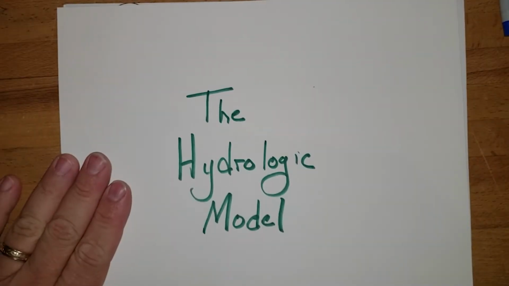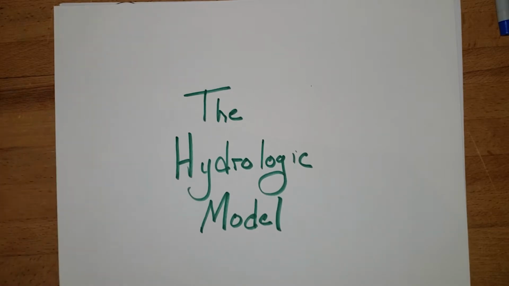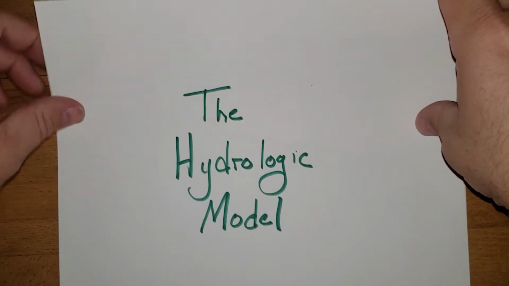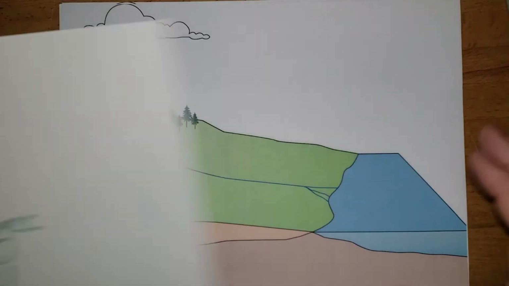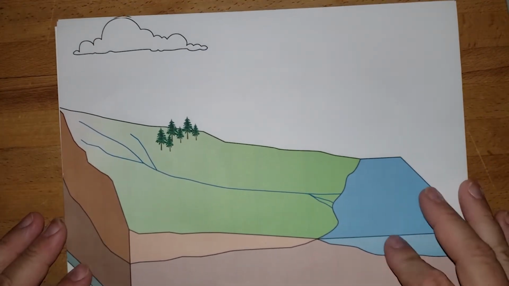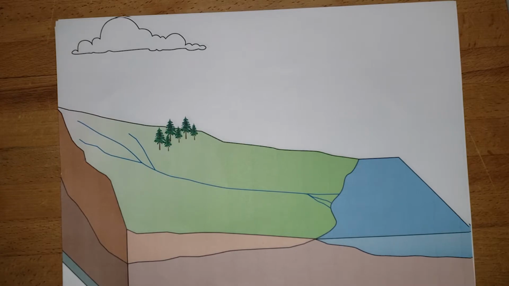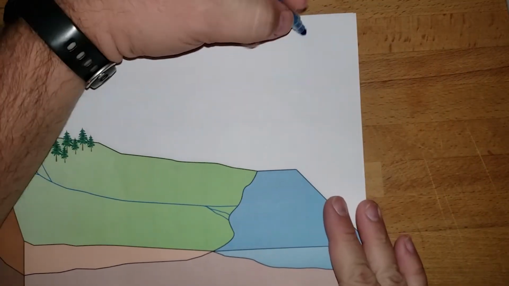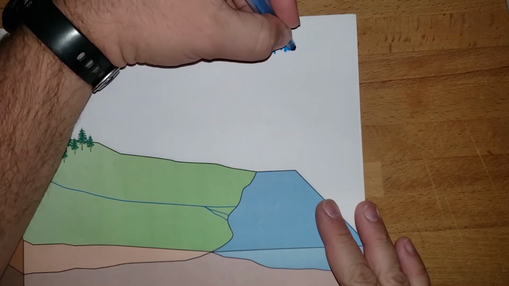In the hydrologic model, we are thinking a little bit about where the water is. But what we're also thinking a lot about is the process of going from one location to another. So we have our drawing here of our hydrologic model. In essence, we're going to have three different sections to it. We're going to have this area at the very top. This is our atmosphere.